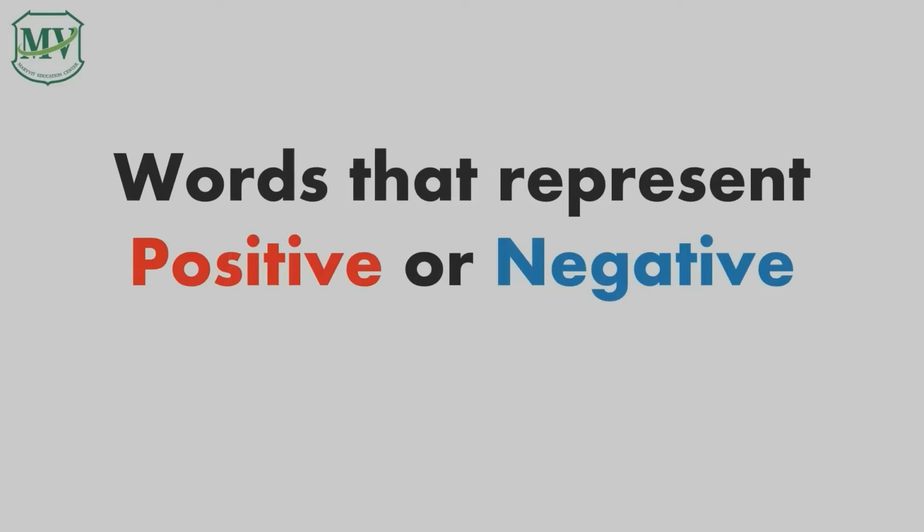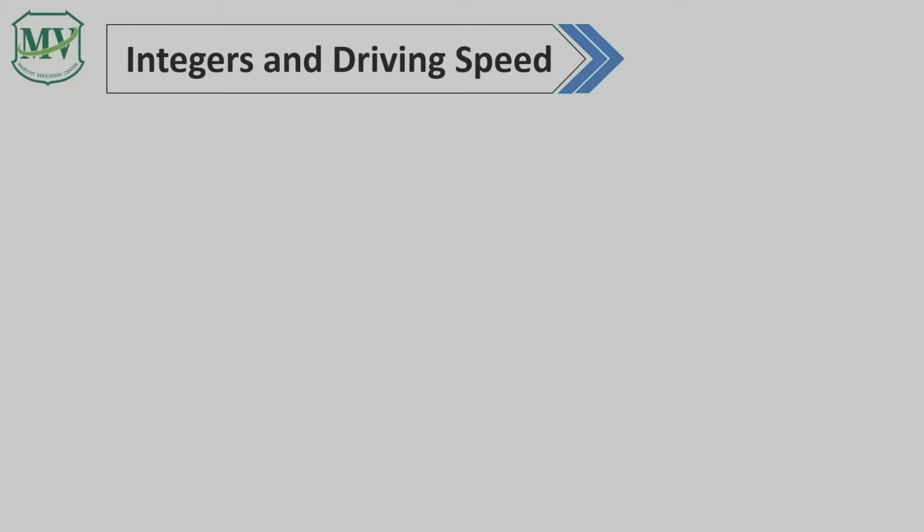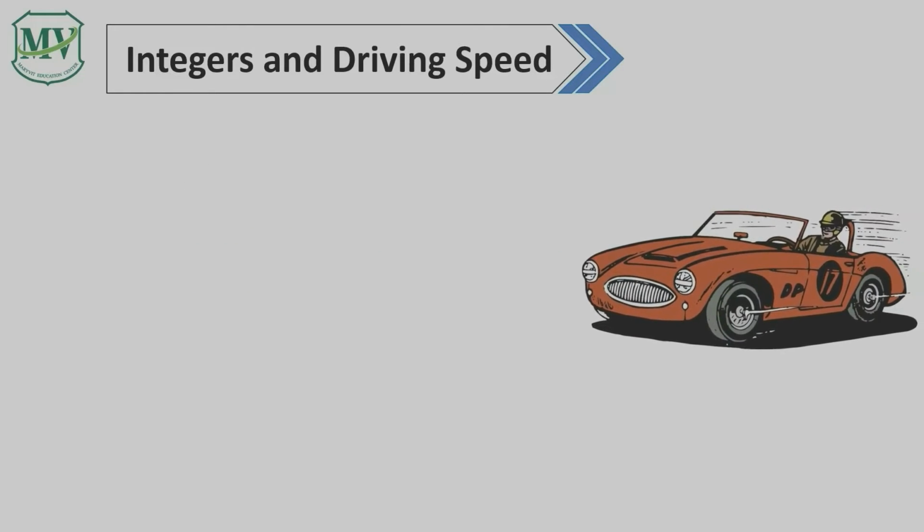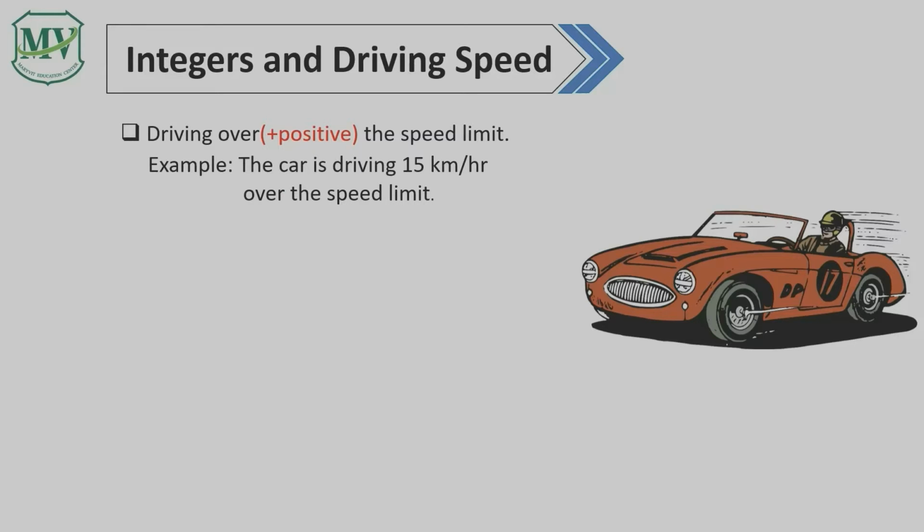Let's discuss first the words that represent positive or negative integers. Driving speed: driving over the speed limit. The word over could represent a positive number. Example: the car is driving 15 km per hour over the speed limit. 15 km per hour over the speed limit can be represented as positive 15.